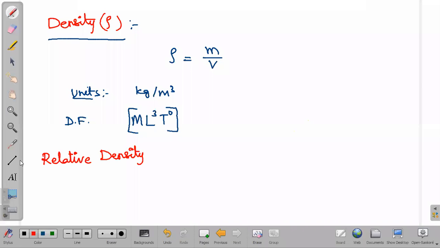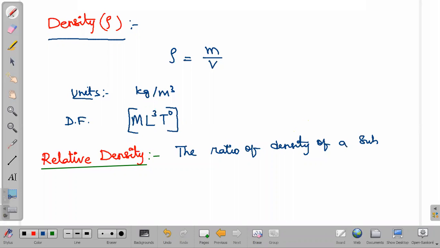Relative density, we will consider it as the ratio of the density of a substance to the density of water, and the water should be at 4 degrees Celsius. So the density of water and the density of a substance.